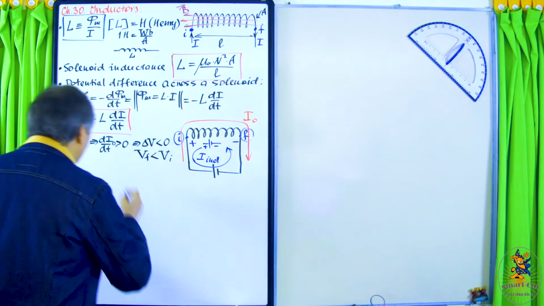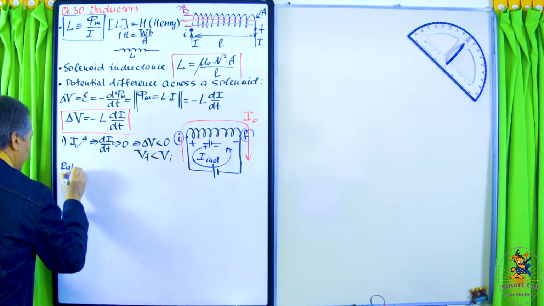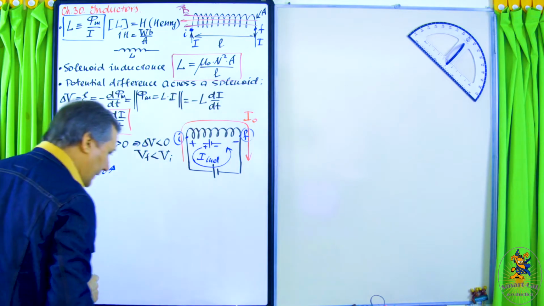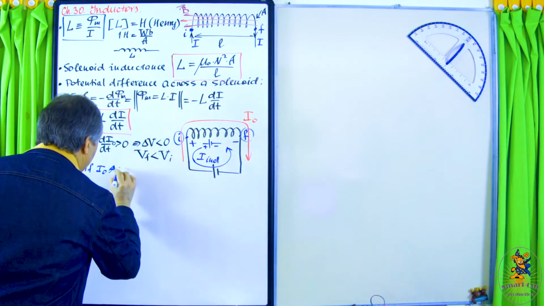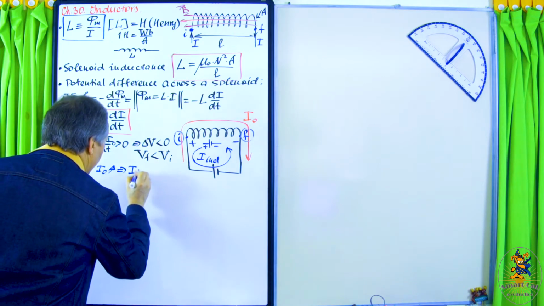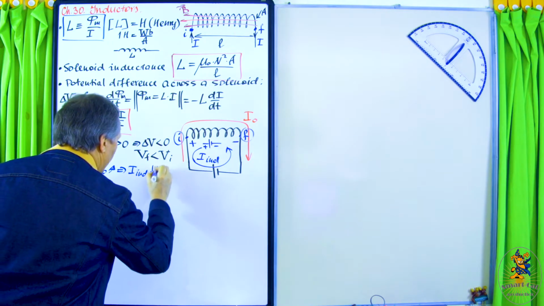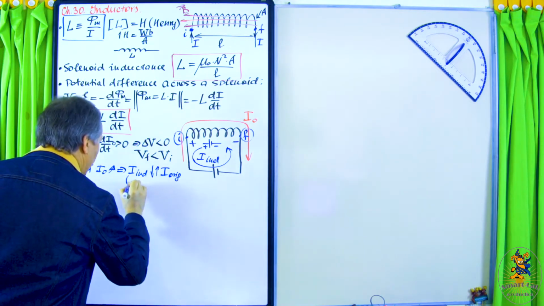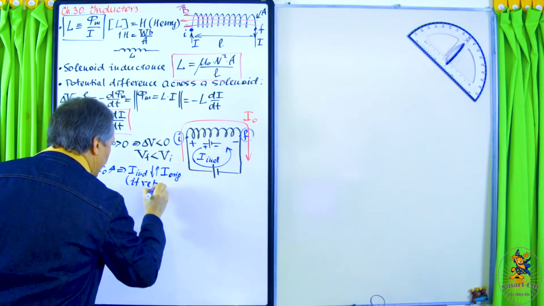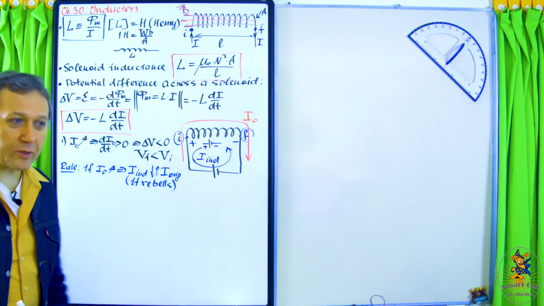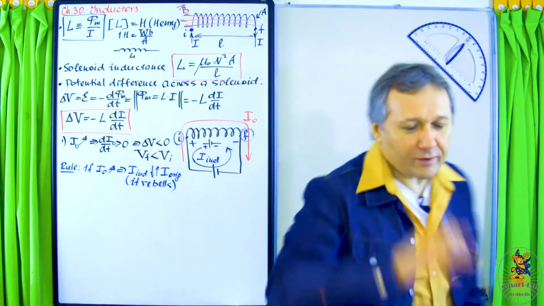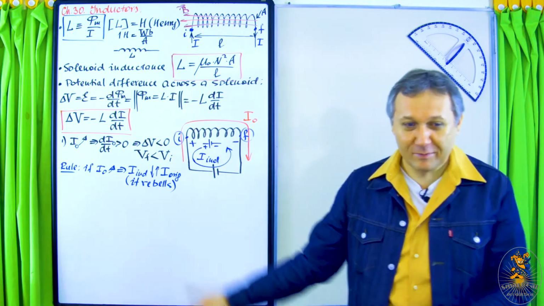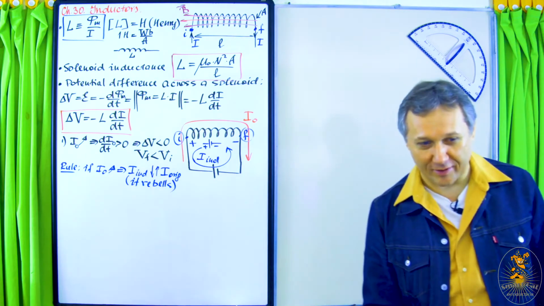Okay, so now let me state the rule. If the original current is growing, then I induced will be in the opposite direction to I original. And right underneath, it rebels. It tries to suppress the growth of the original current. It's the same story, but now it's about the original current.